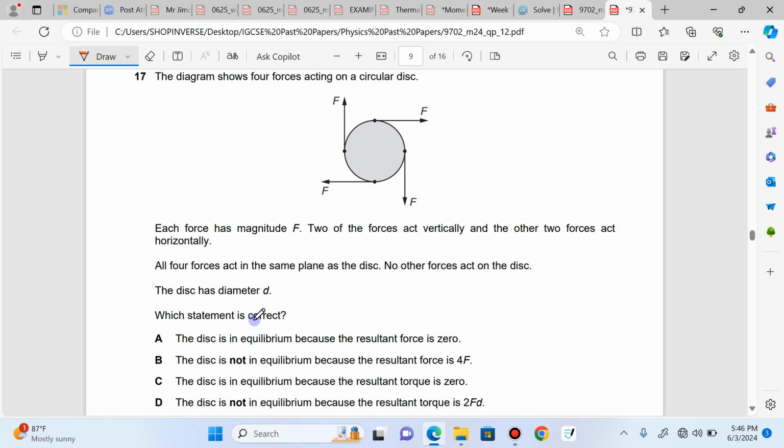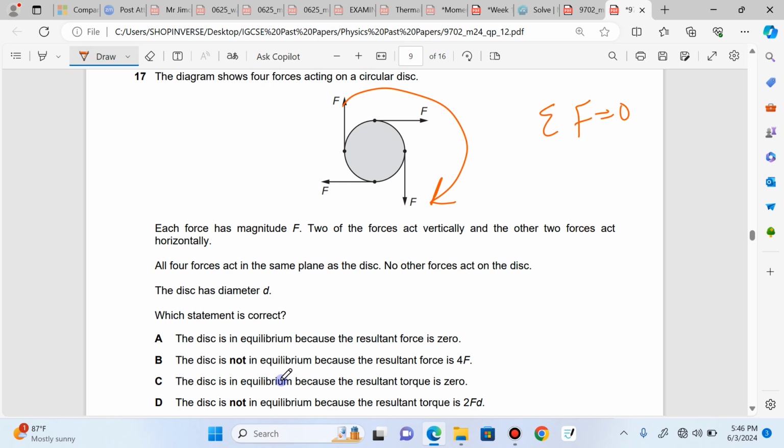Option A, the disk is in equilibrium because the resultant force is 0. Fine, the resultant force is 0, but all these forces will create a resultant clockwise moment. So you cannot say the disk is in equilibrium. The disk is not in equilibrium because the resultant force is 4F? No. Of course, the resultant force will be 0, considering the direction. Opposite forces, fine. Resultant force will be 0. But what about the moment? Will the resultant moment be 0?